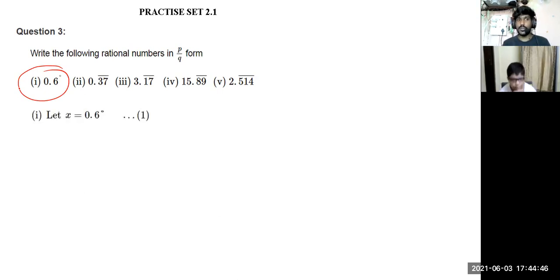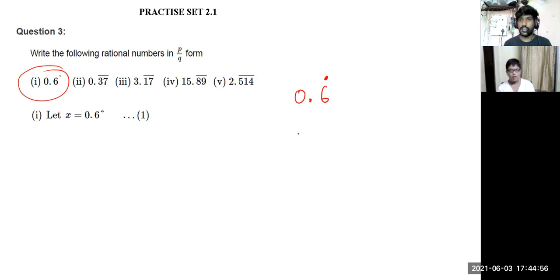Is it clear? Yes. Okay, so the first one is 0.6. Let's first write this in the form of a fraction, that is, in the form of p by q. First, understand the sum. Take x equal to 0.6. If you see carefully, it is 0.6 and there is a dot on it. What does this mean?